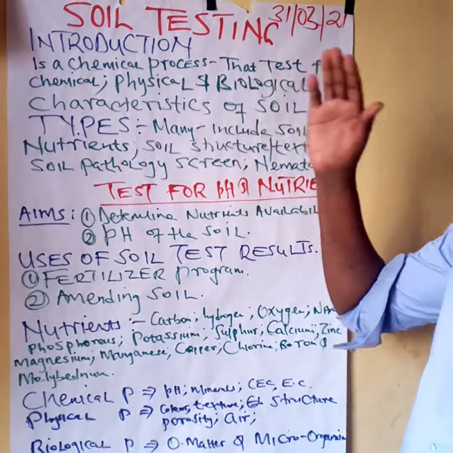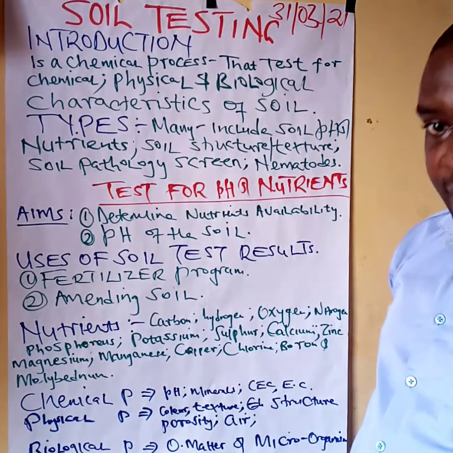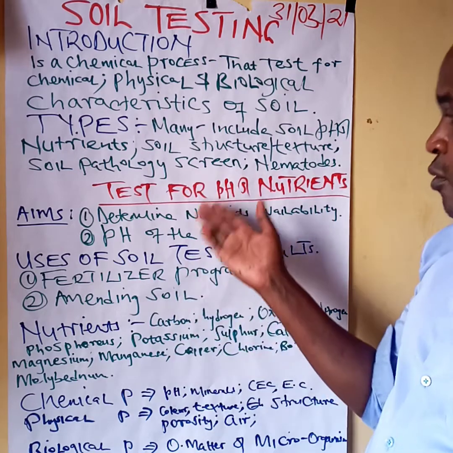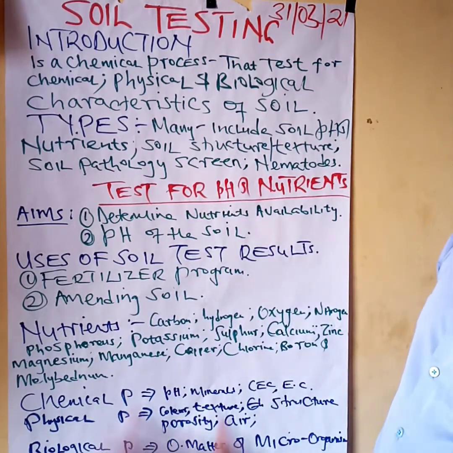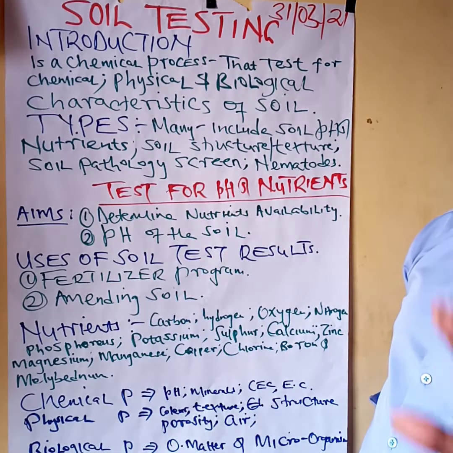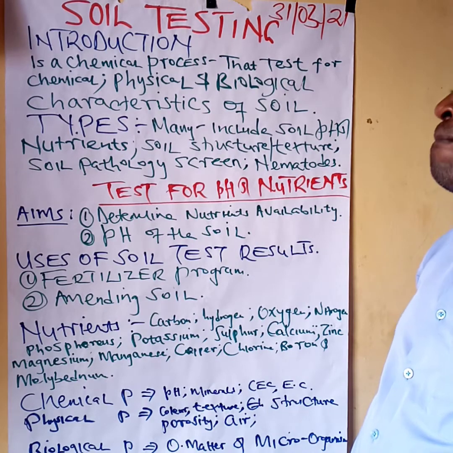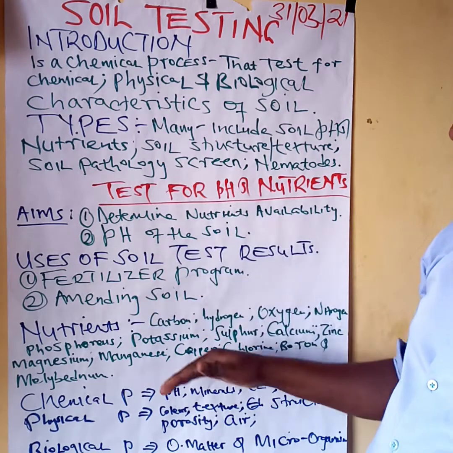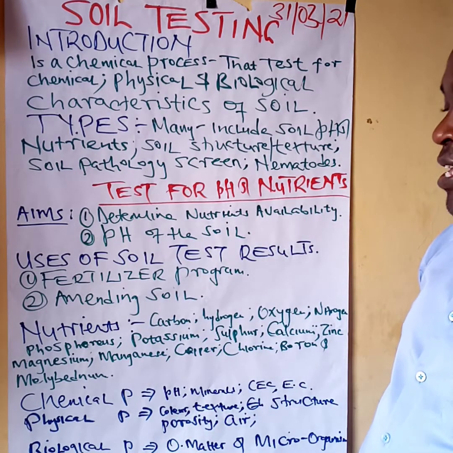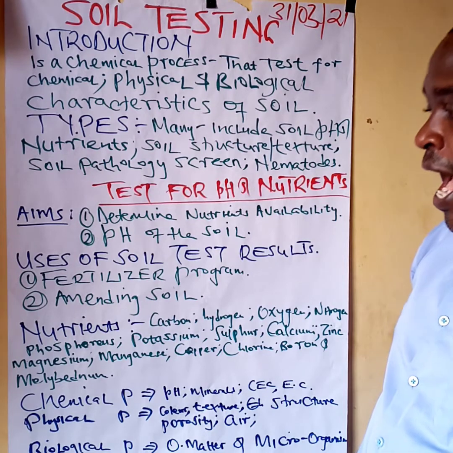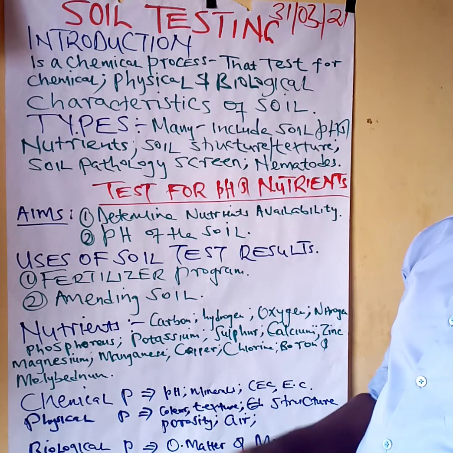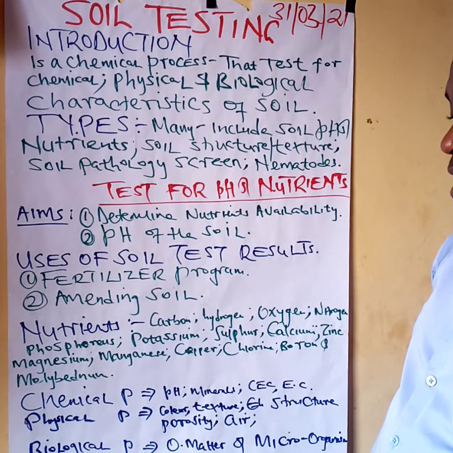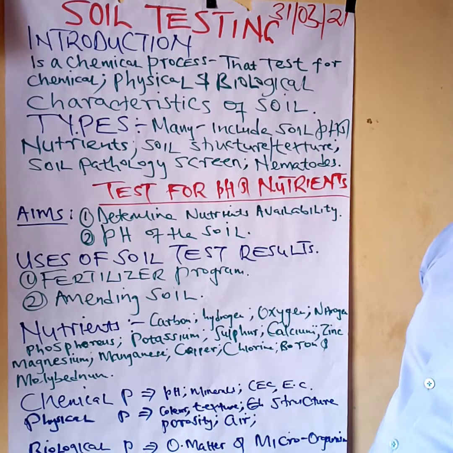So what I am saying is, do a soil test. There are various kinds of them. Today we talked about the pH and nutrients. From the result, we'll know the nutrients available and the pH of the soil. That will help us in making the fertilizer program and, second, in applying anything that may amend the soil. In the next topic, I want to talk about soil pH. Thank you very much.